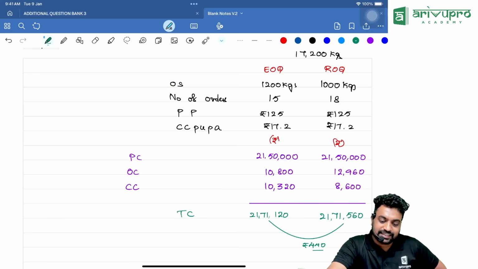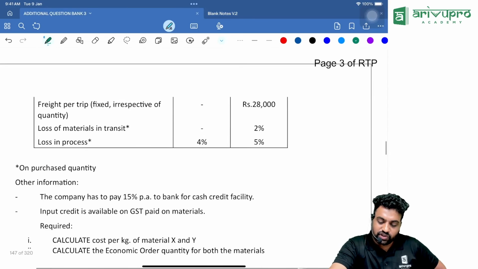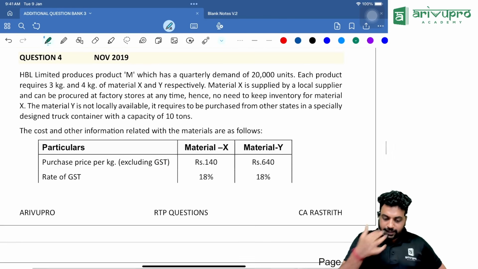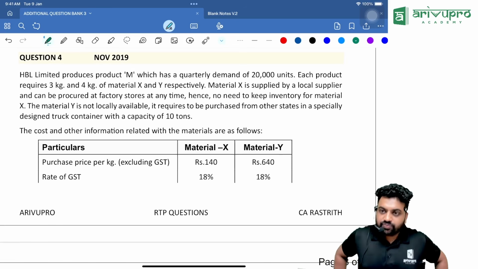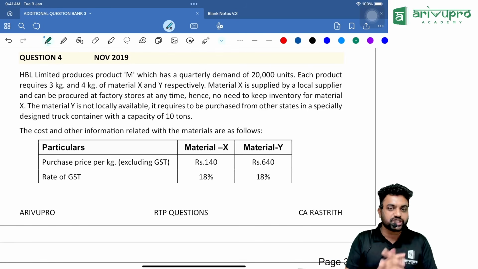Is that done, guys? Understood? Shall we go to the fourth one? HBL Limited, concentrate on this question. This also LMR only. Third one also LMR only. Second also LMR. First one also LMR. Whole RTP section is LMR. Concentrate.